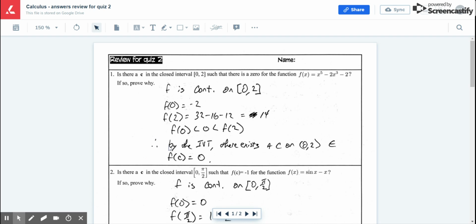So therefore, by the IVT, there exists a c on the interval. Notice that this interval is open, whereas the original interval was closed. So on the open interval, such that f of c equals 0.